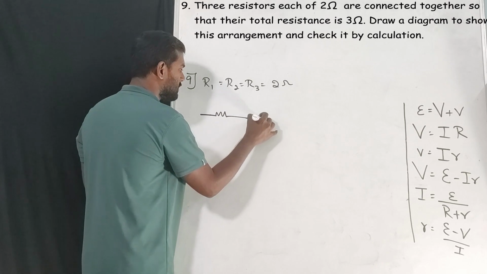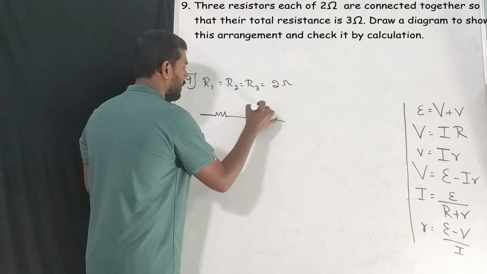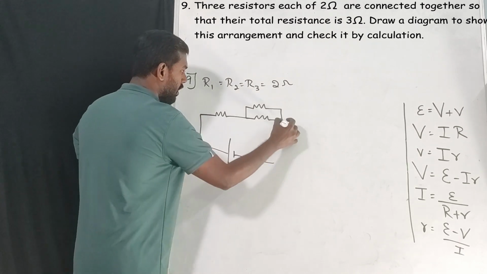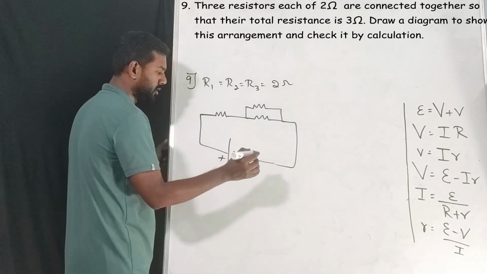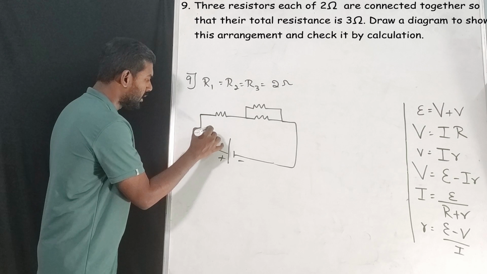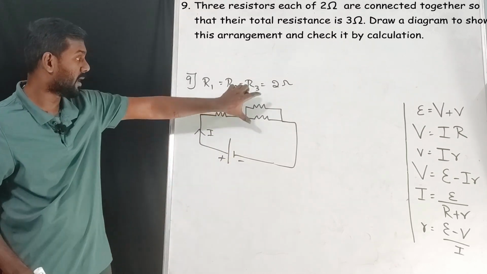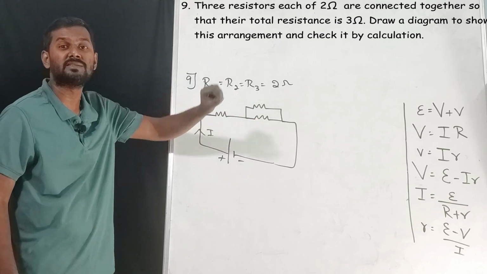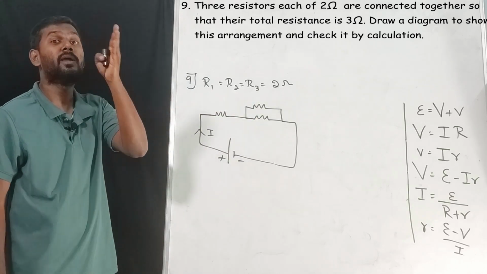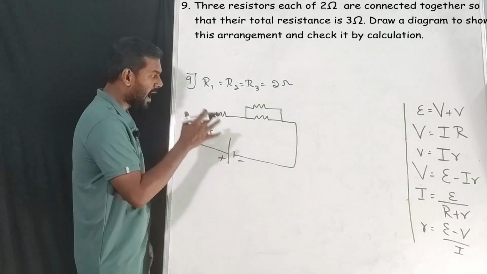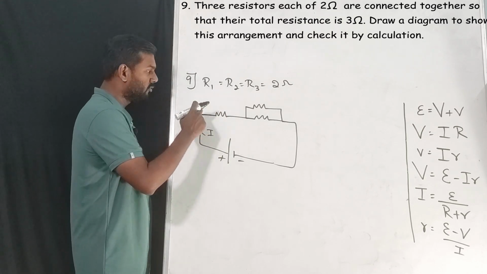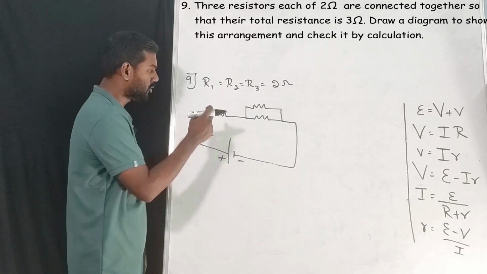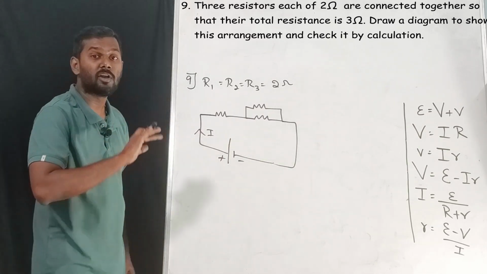One in series and 2 are in parallel. That's it. This will be the direction of current. Why have I selected 2 parallel and only 1 in series? If you select this one also in parallel, the answer will be less than 1. They are telling it should be equal to 3. And why can I not go for all of them in series? In series we know we have to add them: 2 plus 2 plus 2 will be 6. It will not be 3.